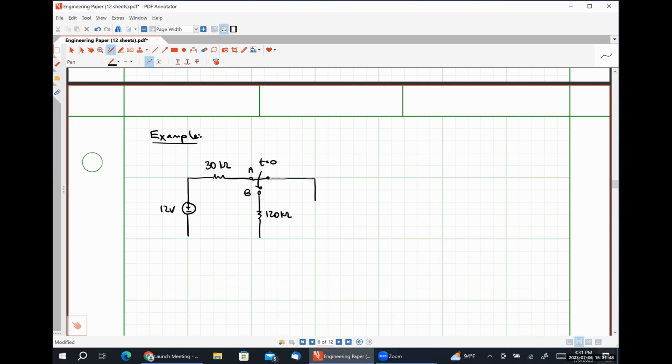Over here, we are going to have a 60 kilo ohm resistor. And then over here, finally, we have a 100 microfarad capacitor. Let's say that we're trying to find VC and IR.